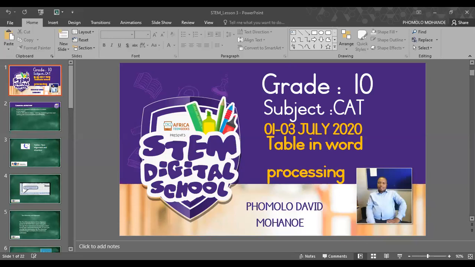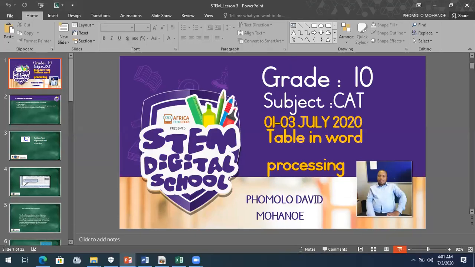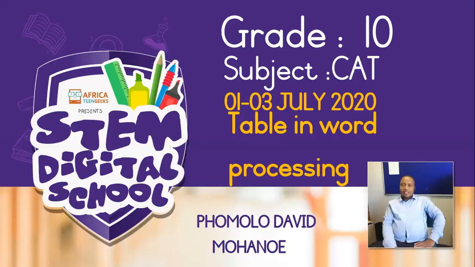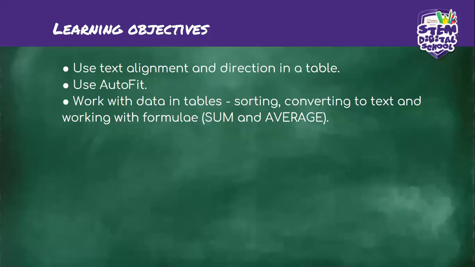Remember, we're still continuing with the formatting of tables in a word processing document. Before I waste any time, let me first start with the learning objective for today. As we continue, we have to use the text alignment and direction of the text within the content of our cell in the table, and then use AutoFit. Then we work with the data in the tables: sort, convert to text, and work with the formulas sum and average. That's what we'll be doing today, guys.